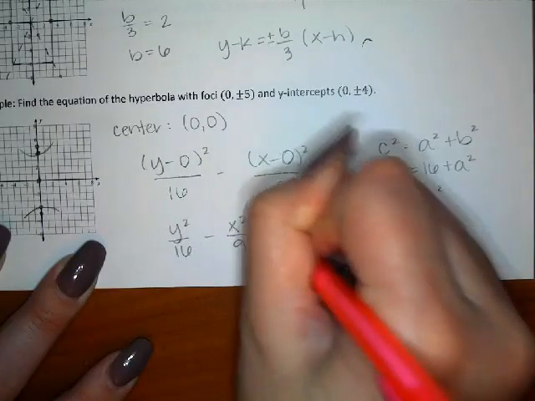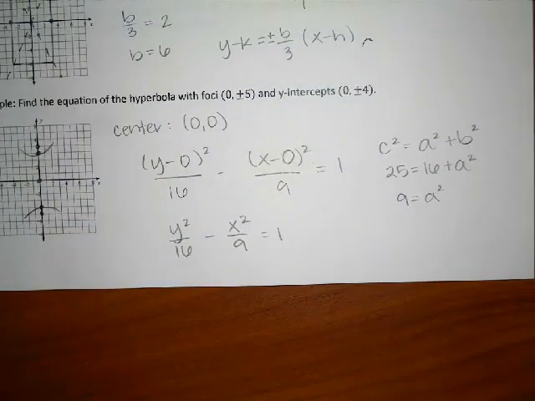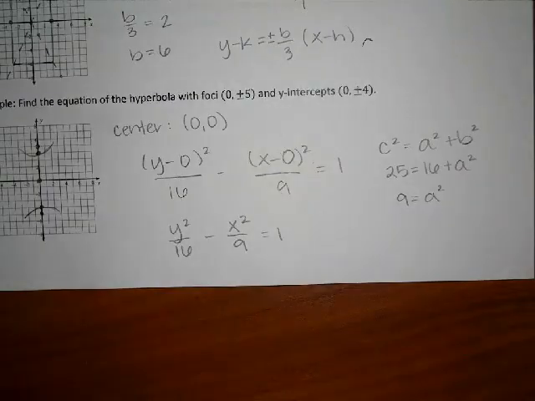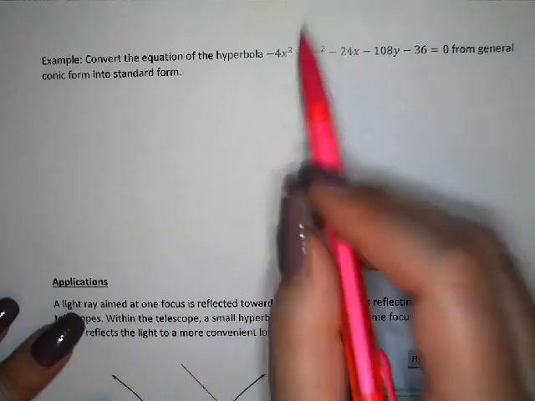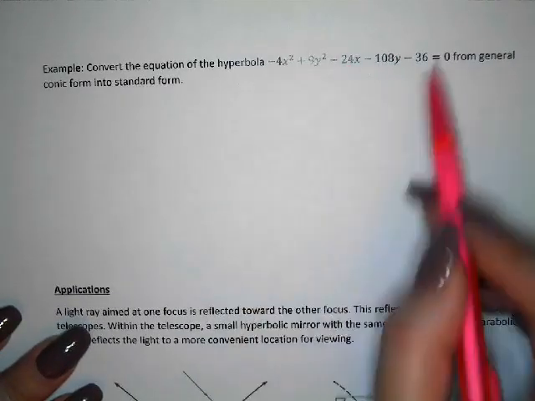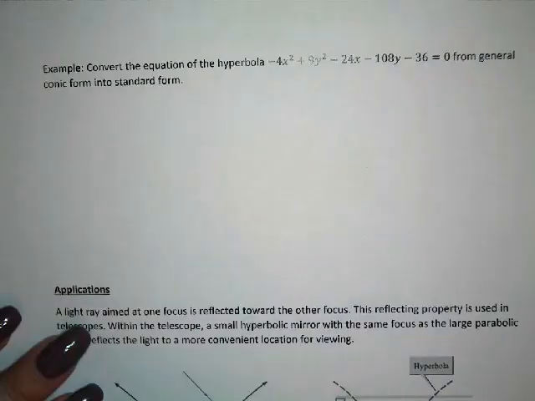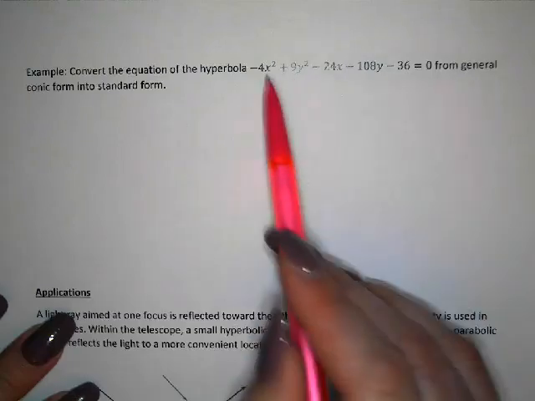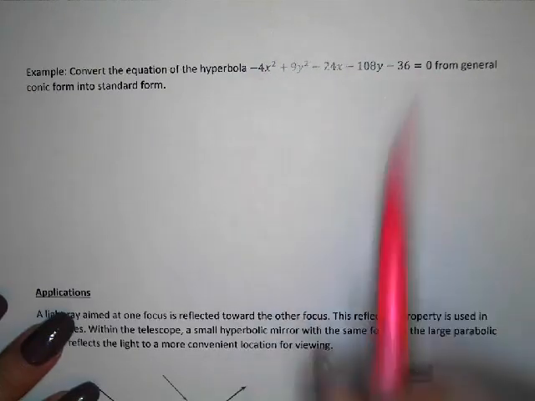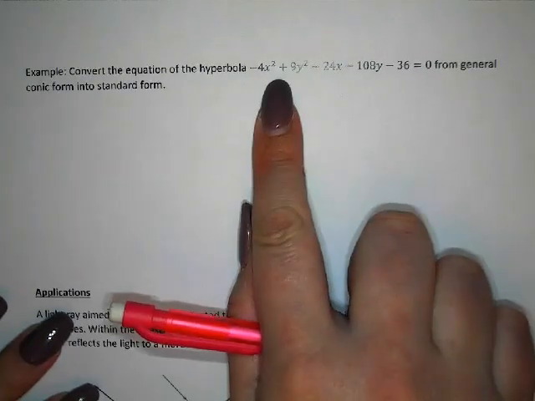All right, next, we are going to convert the equation of a hyperbola from the general conic form into the standard form of a hyperbola. In your MyMathLab assignment and in your textbook, it will give you these different problems where they're written in this general form, and you have to recognize which of the 4 conic sections it is. Is it a parabola, an ellipse, a circle, or a hyperbola?